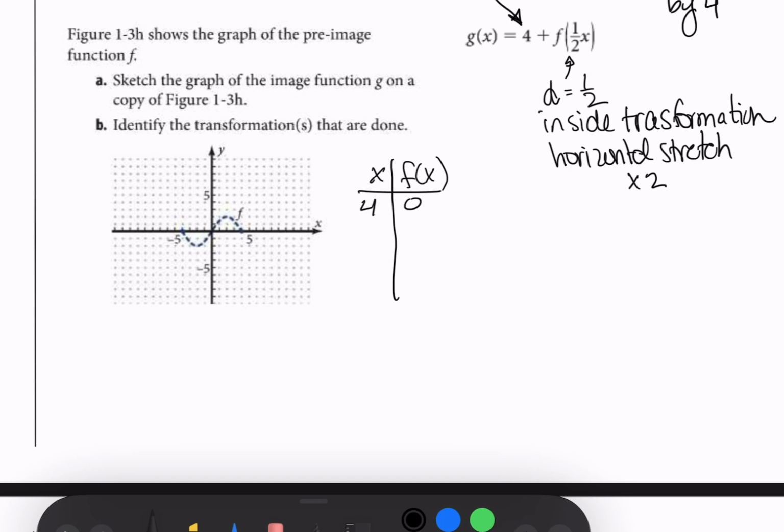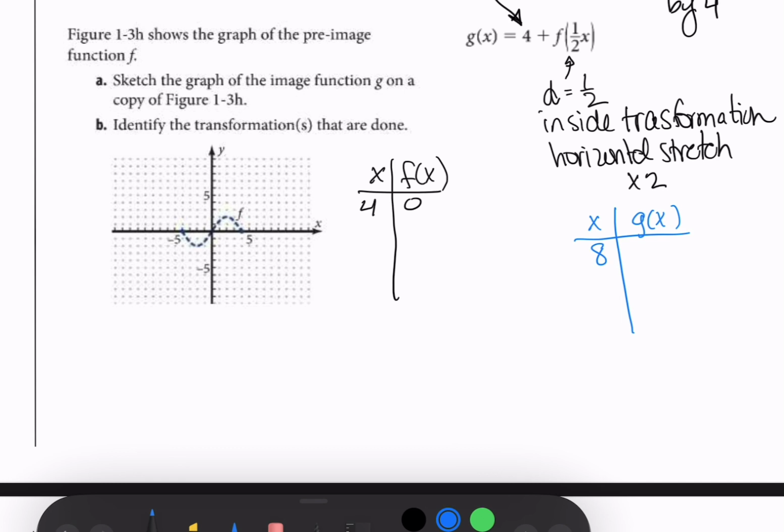And let's talk about what happens to those endpoints when we create our new function, g of x. So over here, I'll do x, g of x. So I put in that input 4, and I get out 0. But now that input of 4 has been doubled. It's been stretched horizontally. So the new input for g of x will be 8. That should have that same output as f of x, 0.